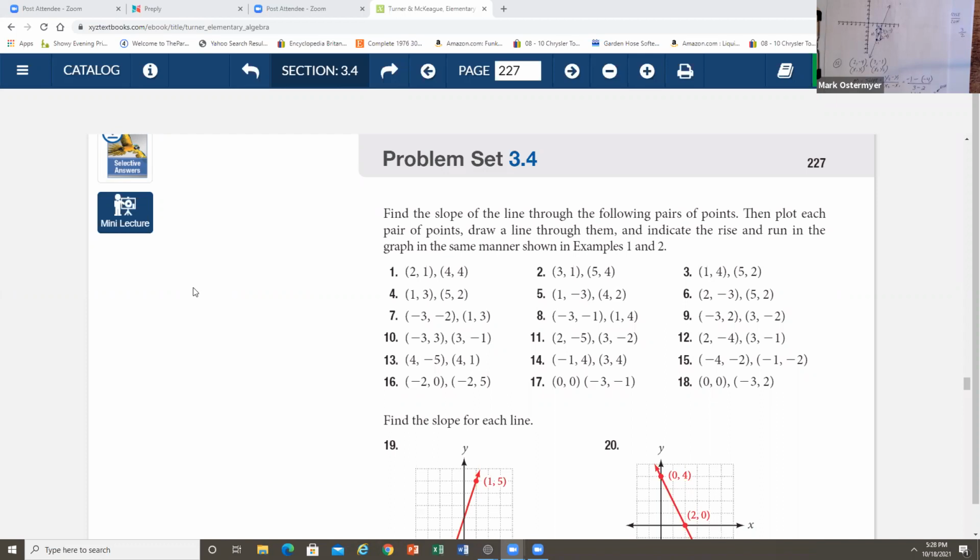All right, so let's look at number 13 here. Okay, well, I'm going to look at number 16 instead. You look at number 16, what coordinates are the same for number 16?